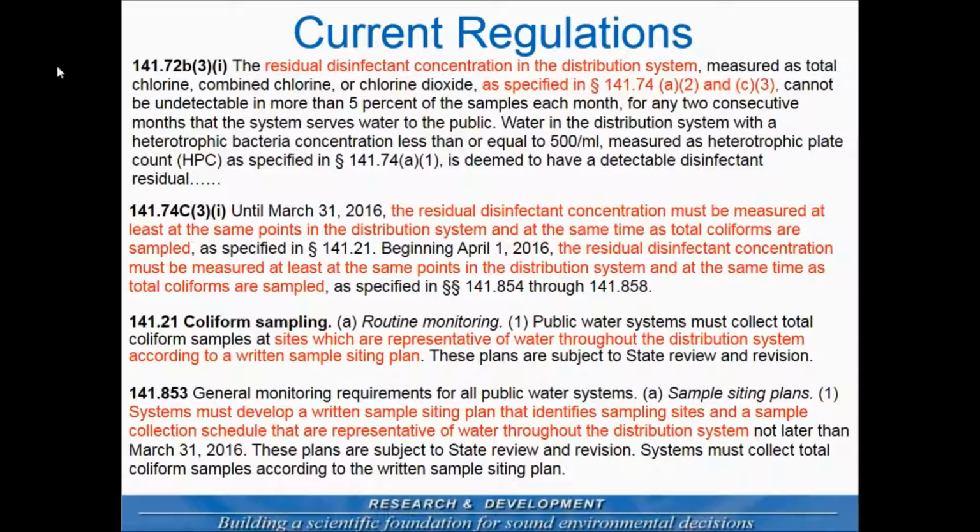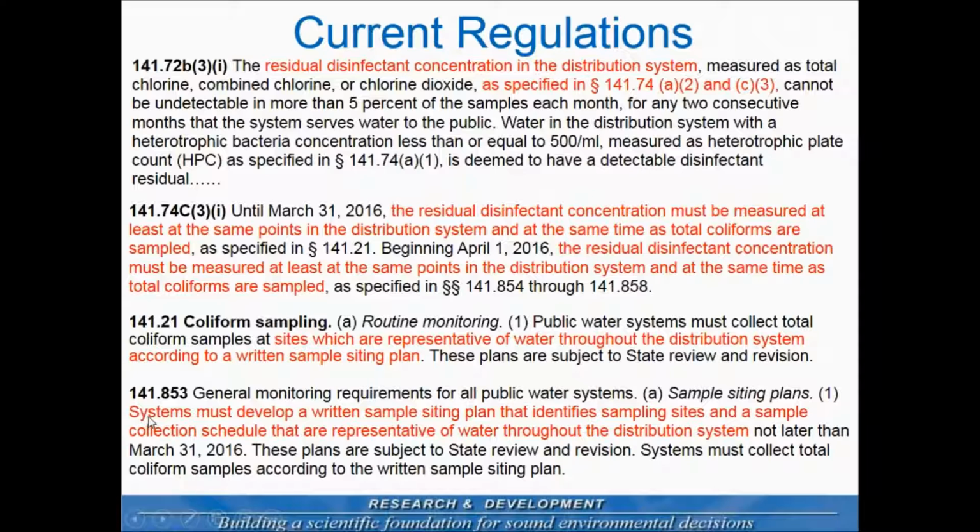141.72b on the top talks about the residual disinfectant and then specifies the 141.74. So we go to 141.74, and that's where it talks about residual disinfectant at the same place. You need to take those at the same time as total coliform samples, and it references the two items below. 141.21 is before the revised total coliform rule. 141.853 is the revised total coliform rule.